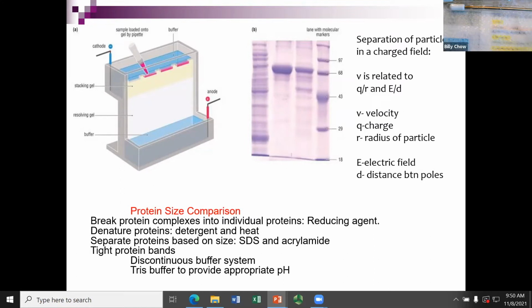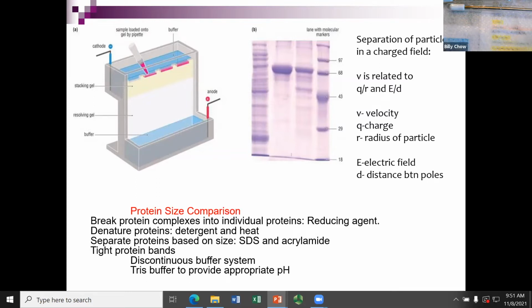The speed at which this protein migrates is related to the charge, right? So the more negative charge the protein has, the faster it will migrate. If you have the same protein, and you attach more positive charge, then it can migrate at a faster rate. But it's inversely related to the size of the protein.